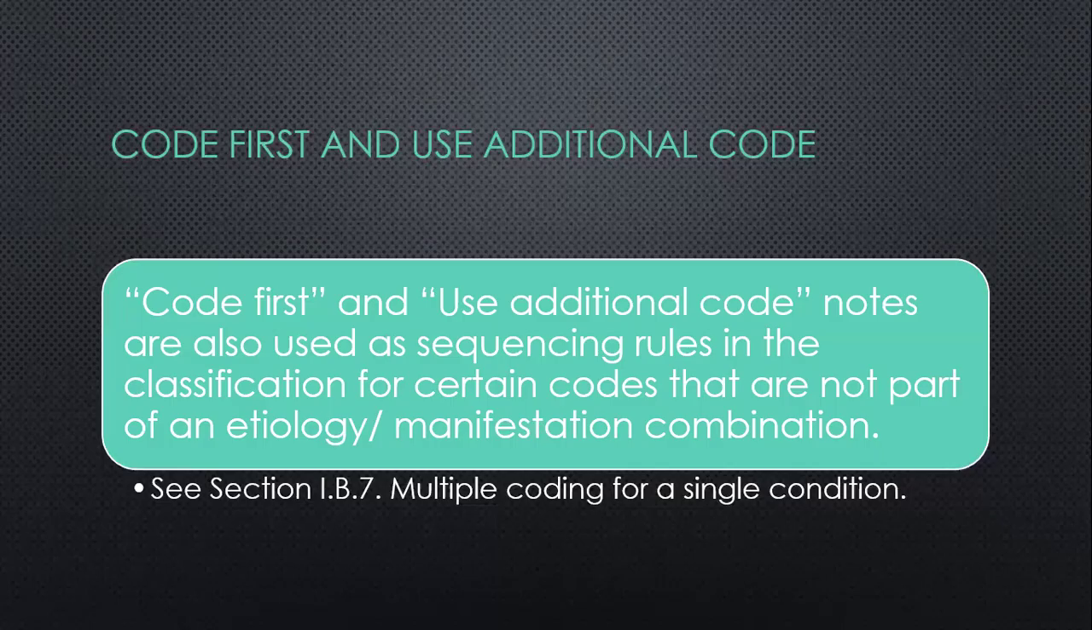Your use additional code note means that whatever diagnosis code that you are using, if it is applicable, you can use an additional code after the code that you are currently coding. Okay, so just make sure you know the difference between these two. If it tells you to code first, it means it is required that you code first the additional diagnosis. Use additional typically means if documented or if applicable, you can also code the etiology or the manifestation code in addition to the code you're currently using.